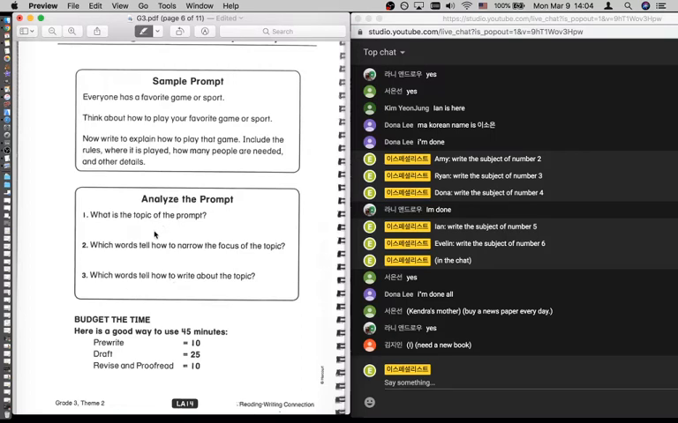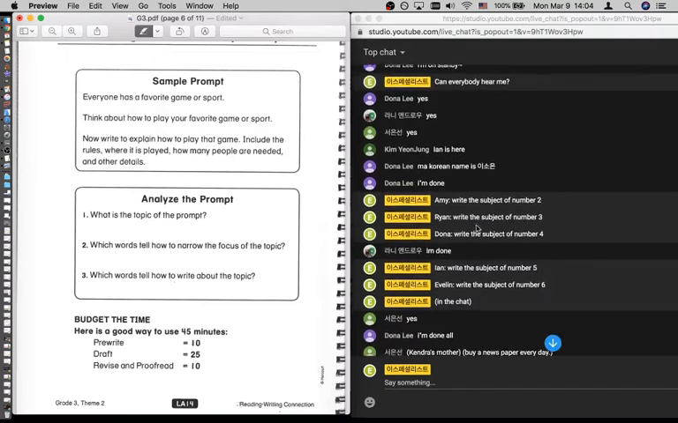Now, this is not a very helpful one. When we think about writing this, we first want to think about organization.